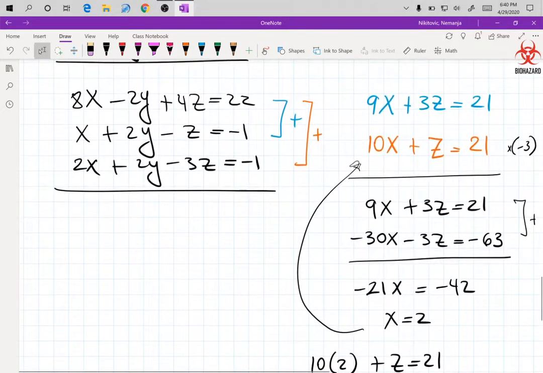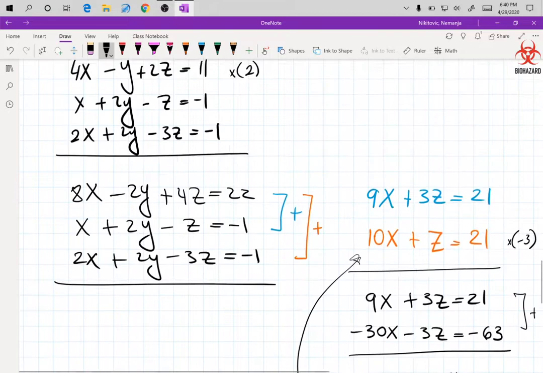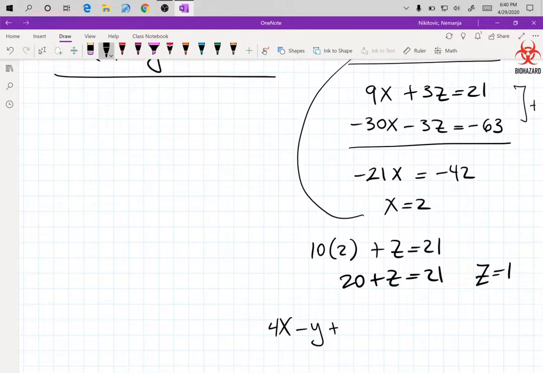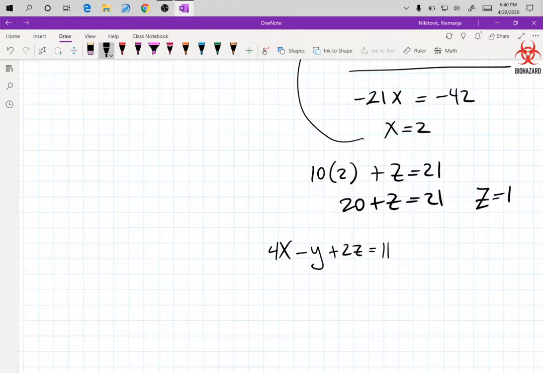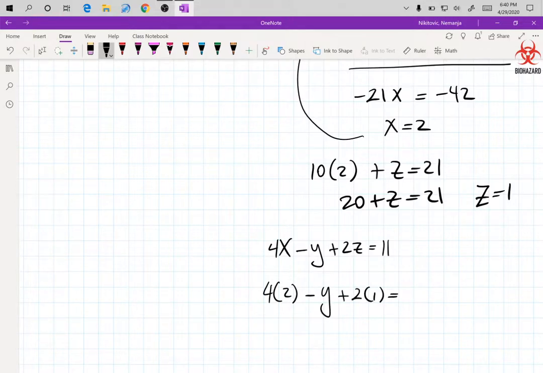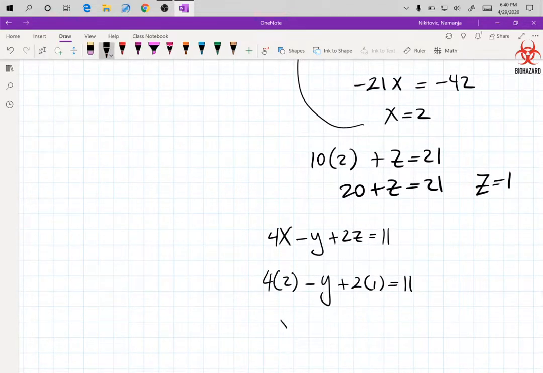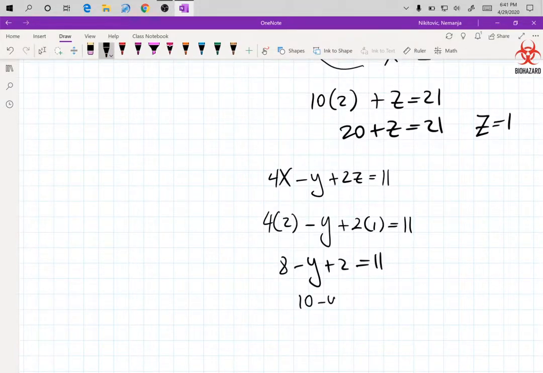Now that I have x and z, I go back to any of the original equations that has the y in them to calculate it. So we can use the first equation, which is 4x minus y plus 2z equals 11. And in that equation, I'm going to plug in what? X is equal to 2, minus y plus 2 times z is 1. 8 minus y plus 2 equals 11. That's 10 minus y equals 11, from where y is -1.